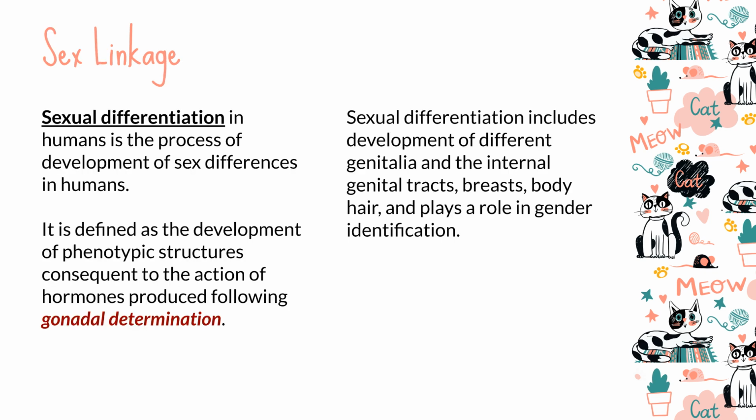Sexual differentiation is the process by which physical differences between males and females develop. It occurs after gonadal determination, when hormones begin to act. These hormones influence the development of the external genitalia, internal reproductive organs, breasts, body hair, and other secondary sex characteristics.